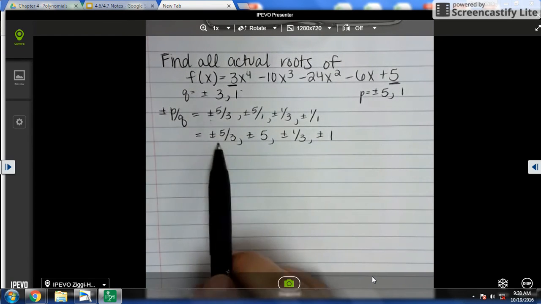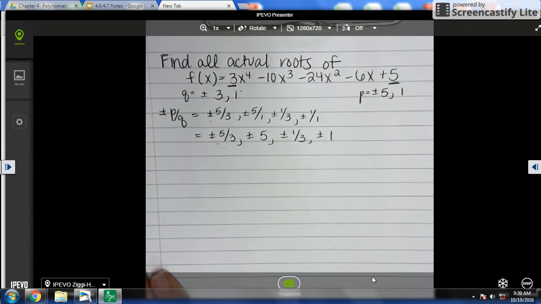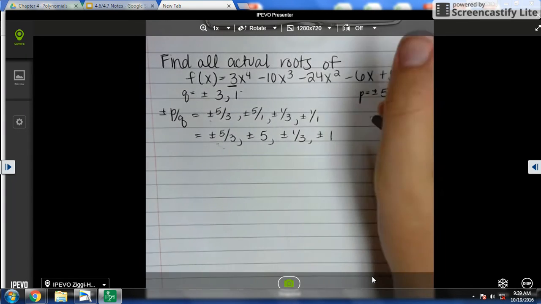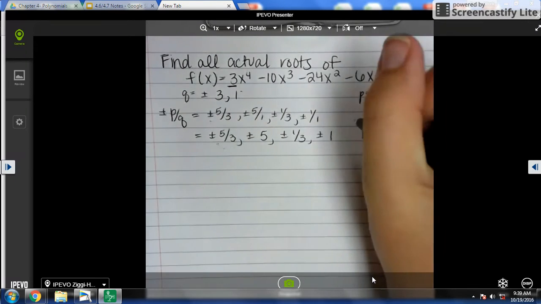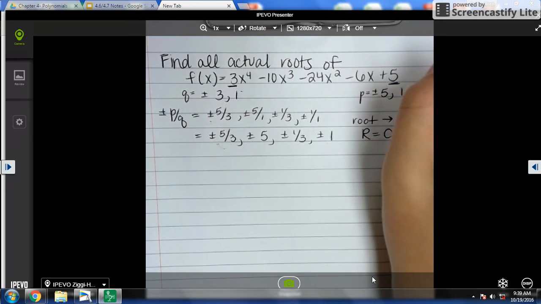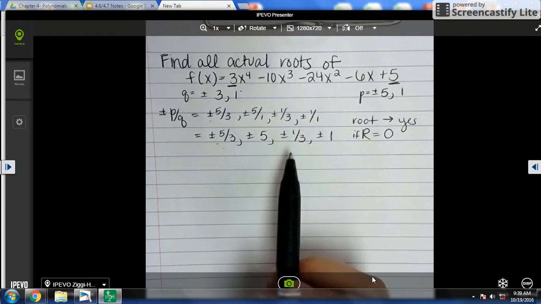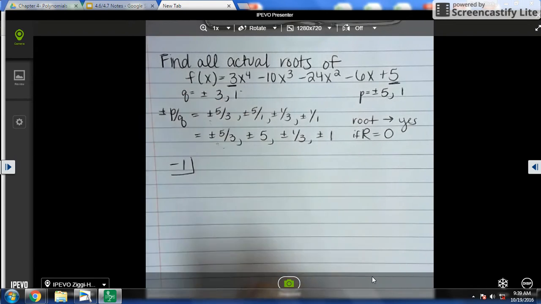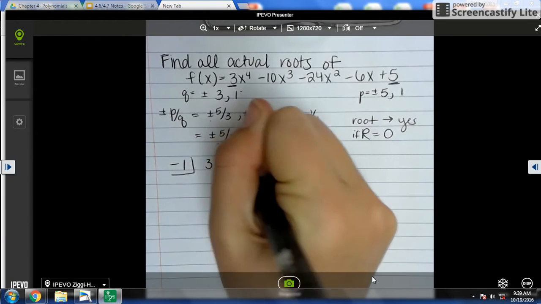All right, now we're going to look at these roots and test them to see if they work. We can test them because if they're roots, they will have a remainder of 0 using the remainder theorem. So it is a root if the remainder equals 0. If we plug one of these in, I'm going to start with -1, and you can just pick one at random and plug it in using synthetic division.